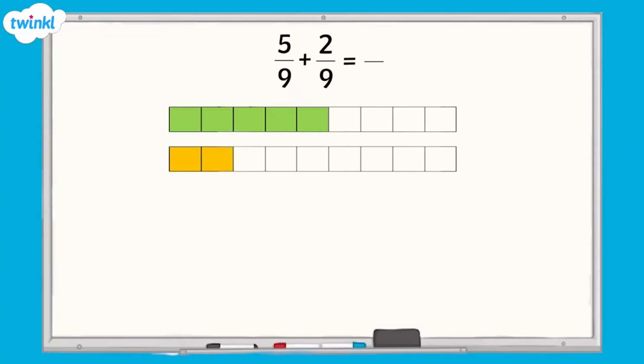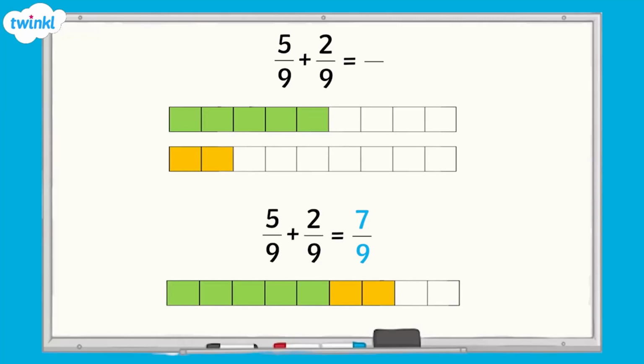When we add or subtract fractions with the same denominator, we are calculating with the same type of fraction. In this example, we are adding ninths. We have 5/9 and 2/9, and when we combine them, we have 7/9.